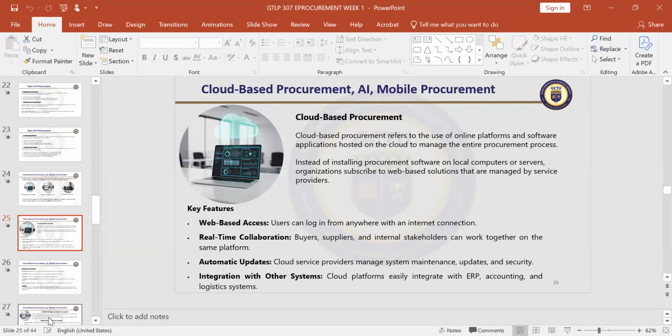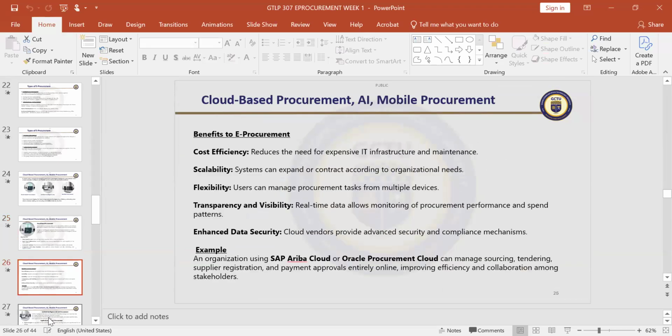And then integration with other systems. Cloud platform easily integrates with ERP, accounting, and logistics systems. We look at the benefit of e-procurement. Benefit to e-procurement is cost efficiency. It reduces the need for expensive IT infrastructure and maintenance, right?